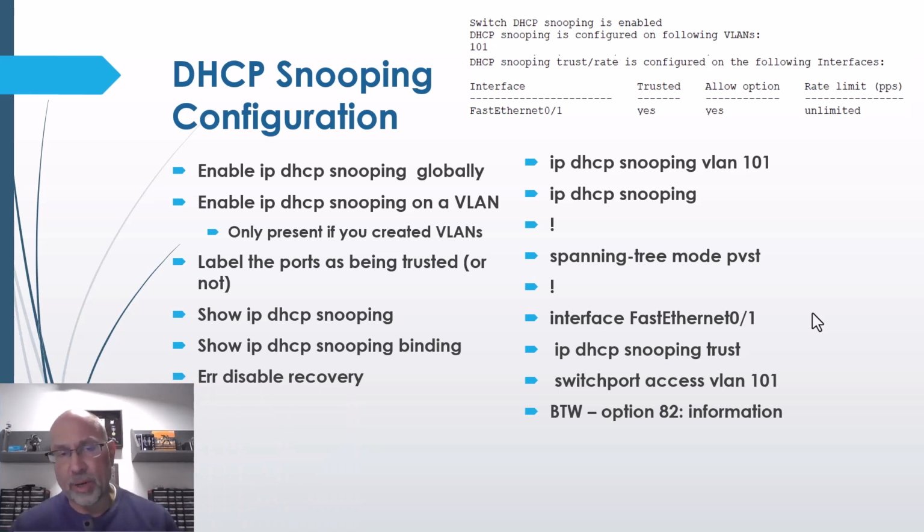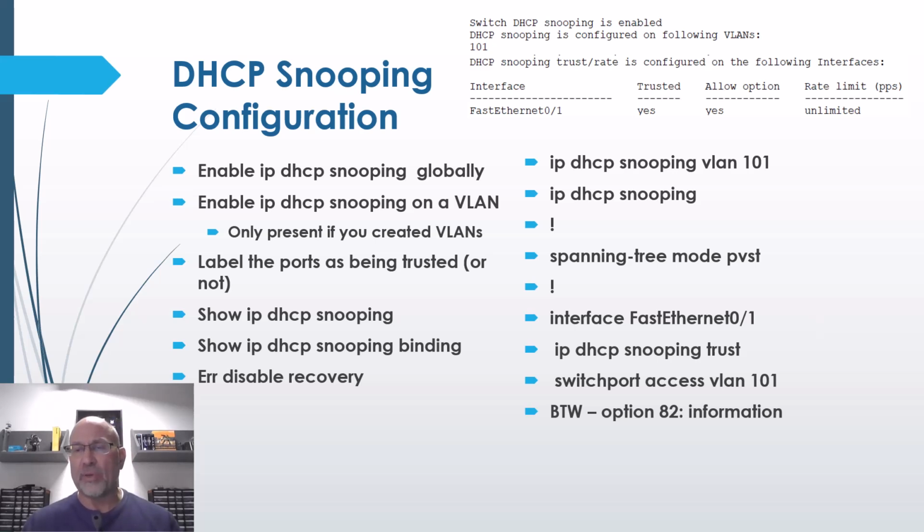All right, let's talk a little bit about DHCP snooping configuration. What we're going to do first is enable DHCP snooping globally. And then if there are VLANs, you can specify that you're going to be doing DHCP snooping on a particular VLAN. And then we'll label the ports as being either trusted or untrusted. And then we'll go through a couple of the show commands that show us what we can do.